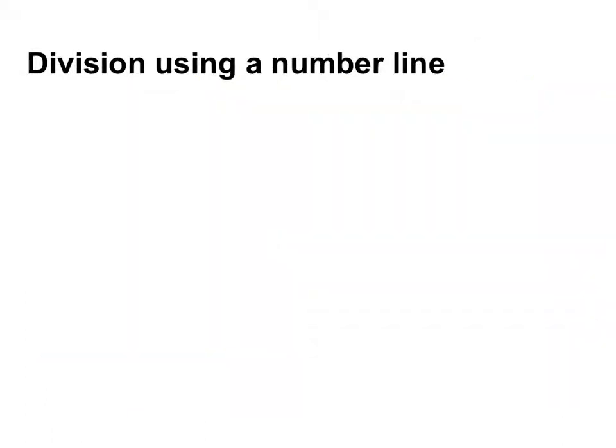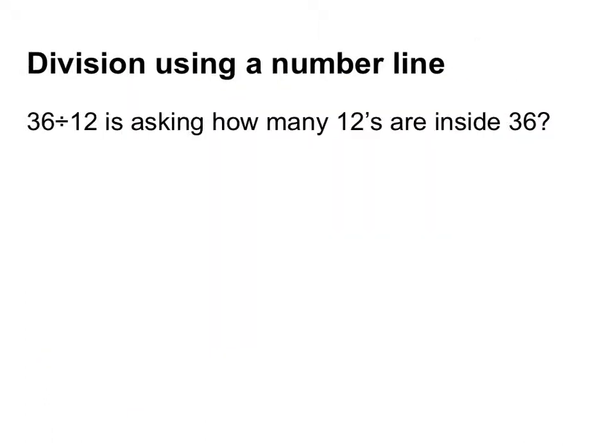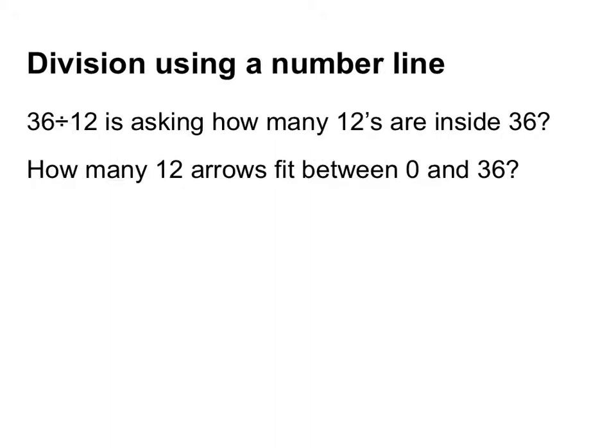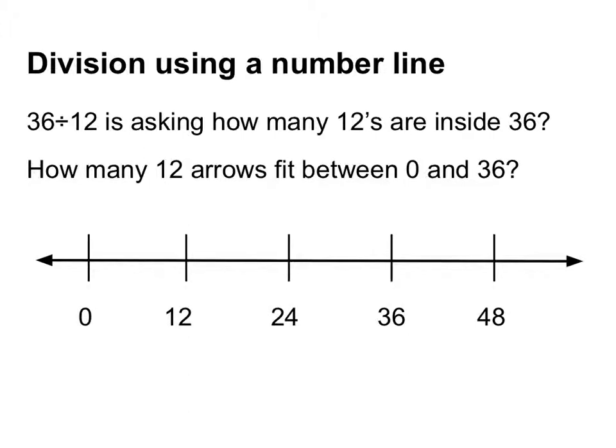Now, division using a number line. 36 divided by 12. This is asking how many 12s are inside of 36. So in a number line model, that's just asking how many arrows of length 12 fit inside the space between 0 and 36. So I draw out a number line, so make sure it goes from 0 to 36, and then I'm just going to put my 12 arrows.